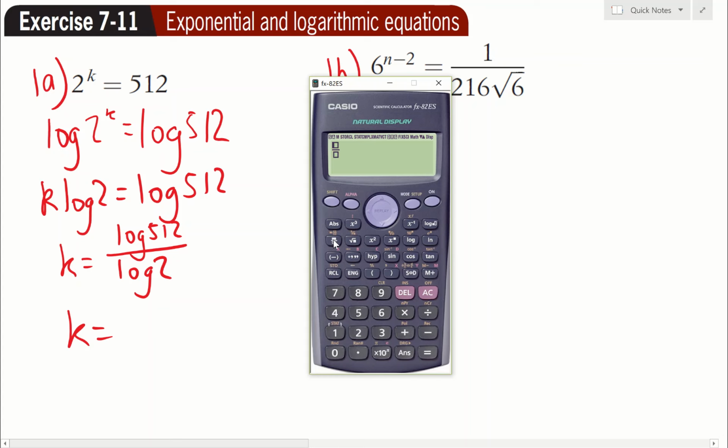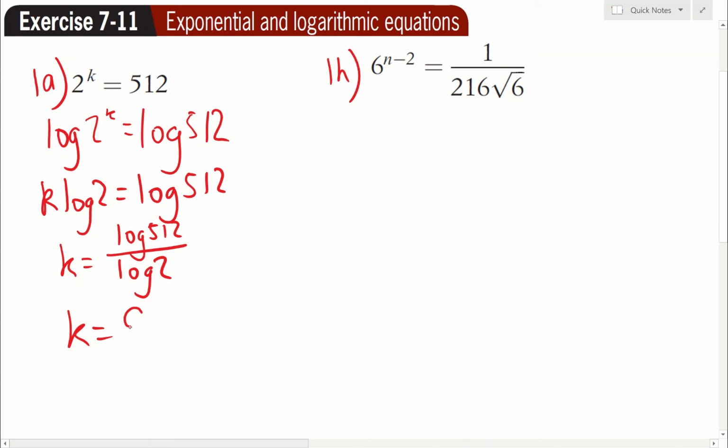So fraction log 512 over log 2, we get 9. Beautiful. That's a long process to come up with an answer that we could have guessed and checked.